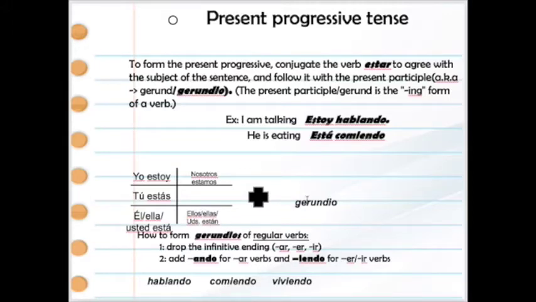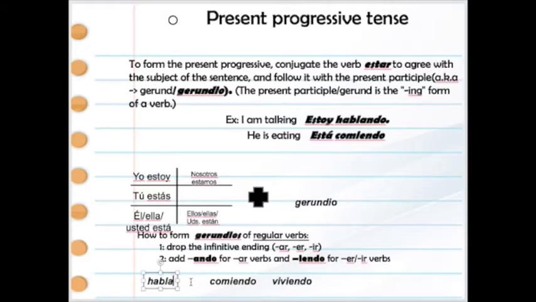Y en español we say gerundio, which is gerund, which is just a fancy way of saying ing, right? So here's an example of how to form those. This is actually really easy because all you do is drop the ending and add on something different. So, for example, how to form the gerunds, drop the infinitive ending. So AR, ER, IR, any of those, we're going to drop the ending, and then we're going to add ando for AR verbs. So we get our hablando, and then yendo for ER, IR verbs.